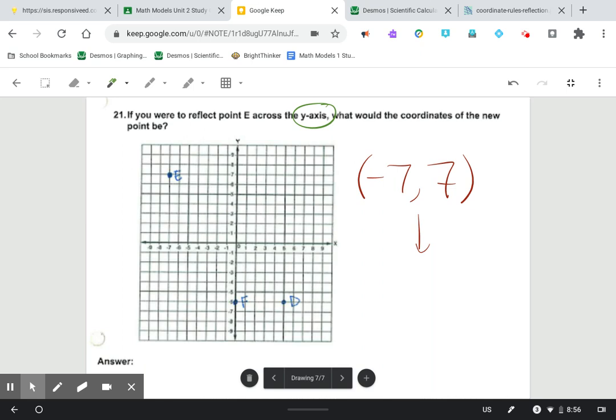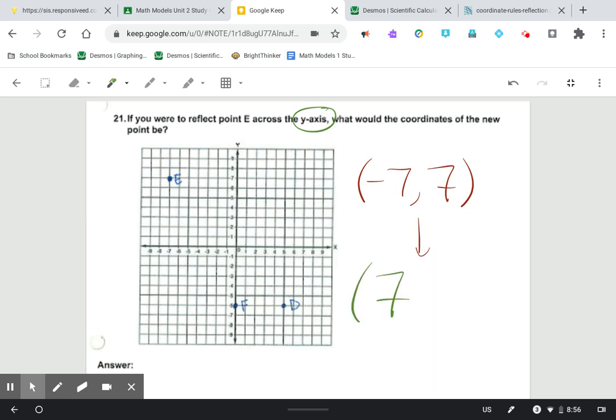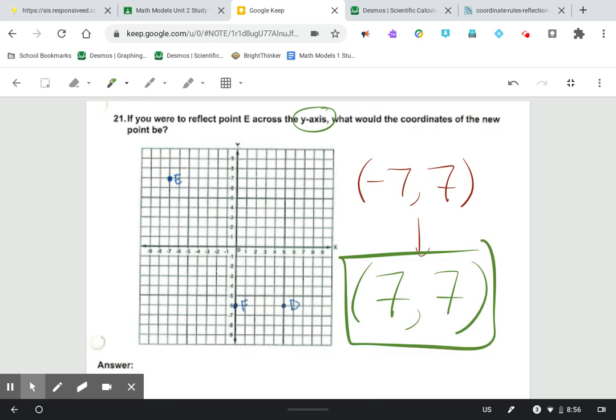Negative on the x means I'm going to get a +7, and the y is going to be left alone. So it actually ends up being 7, 7. 7, 7 is right here. That's the new point E, and that should make sense because we were reflecting across the y-axis.